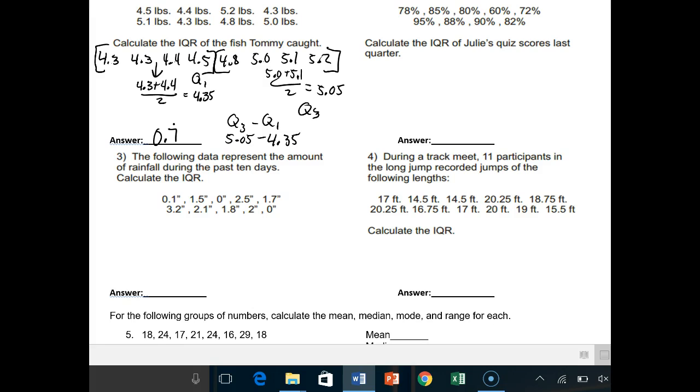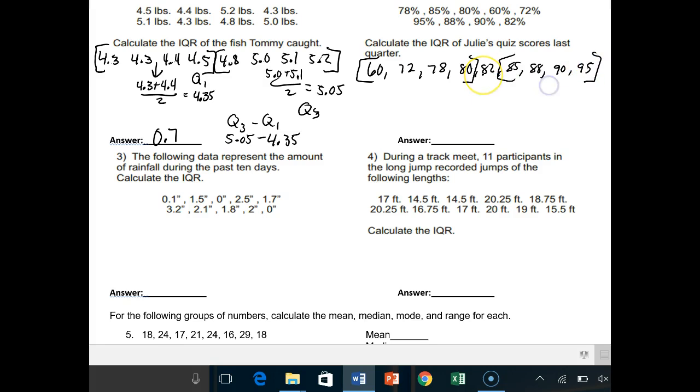Right? So let's just order these guys and try and chunk it up for number 2. So we have 60, 72, 78, 80, 82, 85, 88, 90, and 95. So we have 1, 2, 3, 4, 5, 6, 7, 8, 9. So that means that we can have 4 and 4 with one guy stuck in the middle.